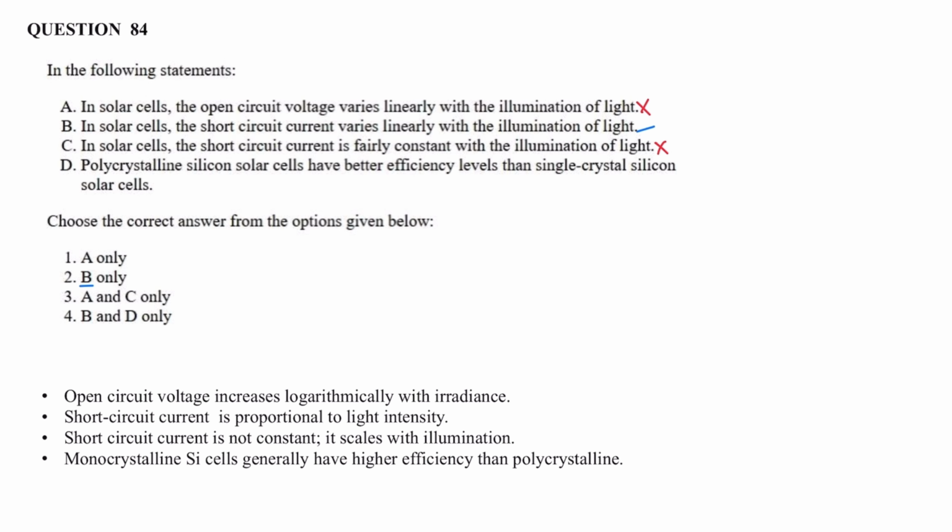Polycrystalline solar cells have better efficiency levels than single crystalline solar cells. Statement D is also incorrect because monocrystalline silicon solar cells have higher efficiency than polycrystalline. Statement D is also incorrect. Only statement B is correct. Correct answer is option 2.